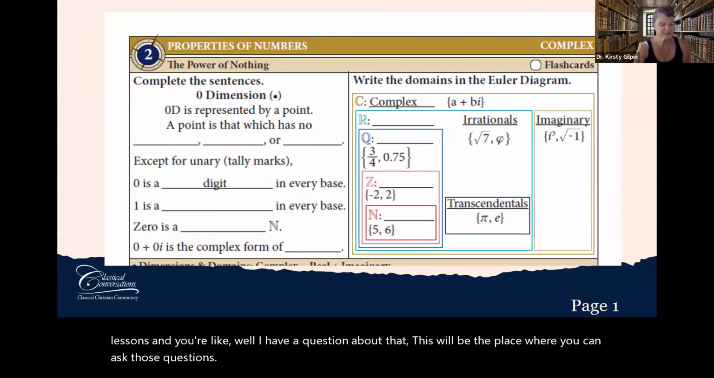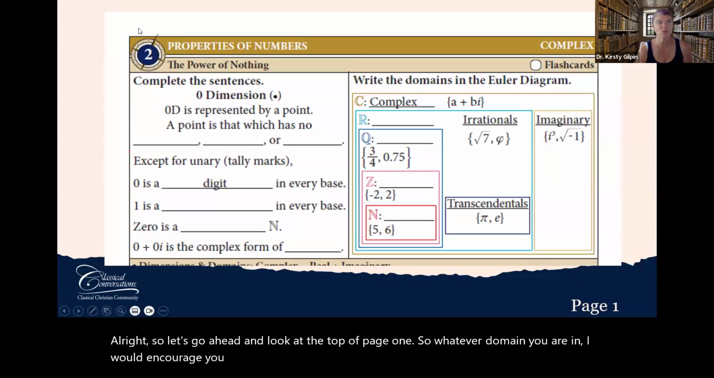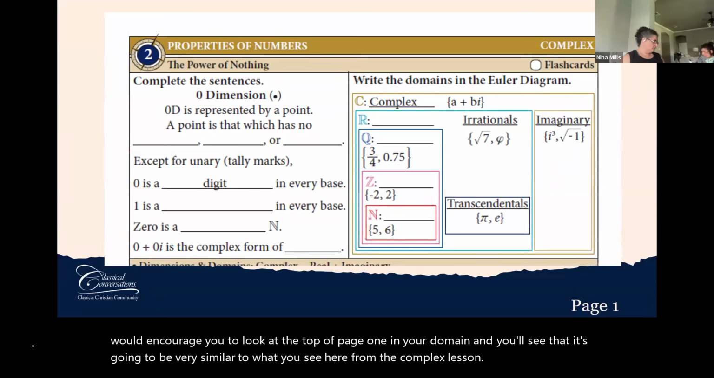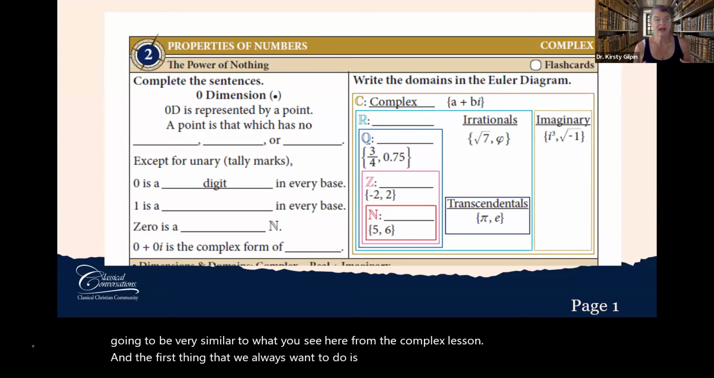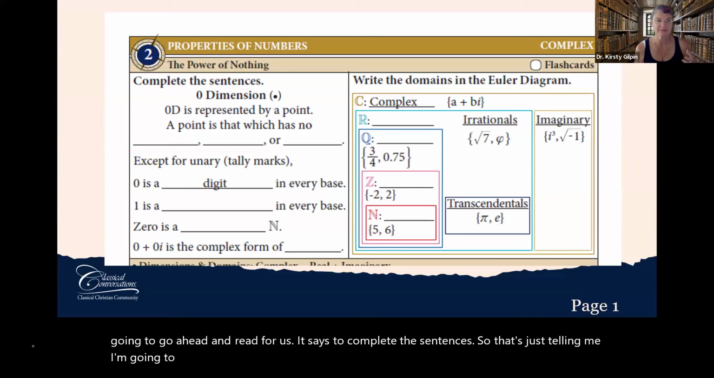All right, so let's look at the top of page 1. Whatever domain you are in, I would encourage you to look at the top of page 1 in your domain, and you'll see that it's very similar to what you see here from the complex lesson. The first thing we always want to do is read our instructions. So I'm going to read for us. It says to complete the sentences. So that's just telling me I'm going to be filling in the blanks.